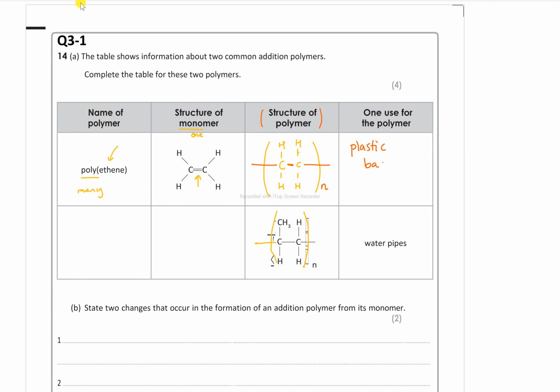Uses include plastic bags, rubbish bins, cling film, insulation for electrical cables, all sorts of stuff.